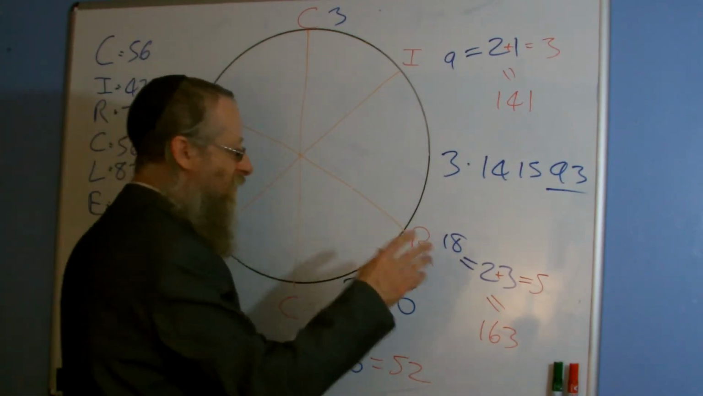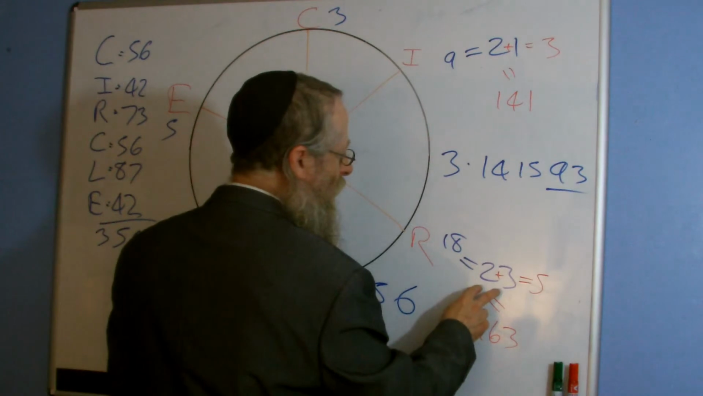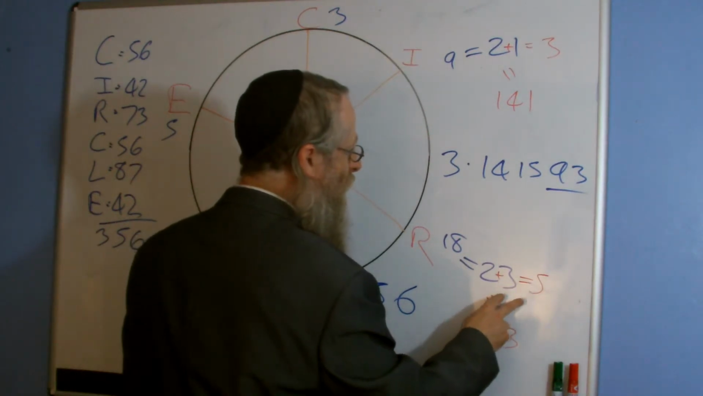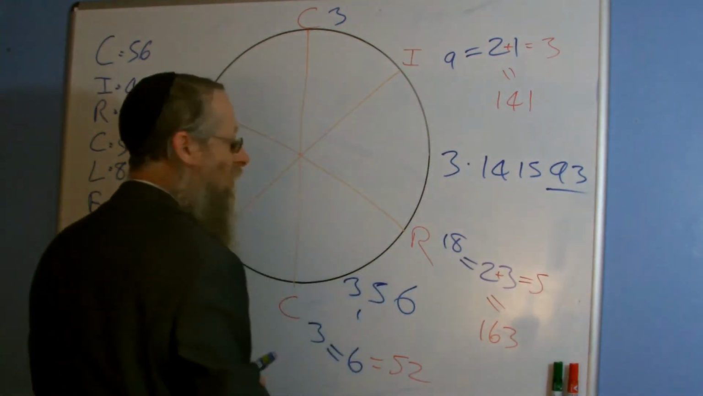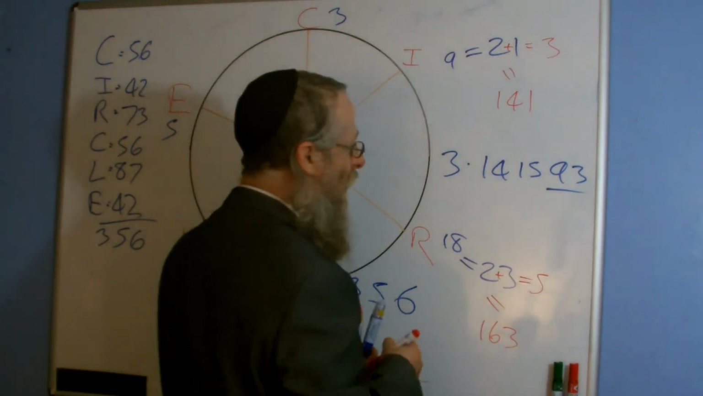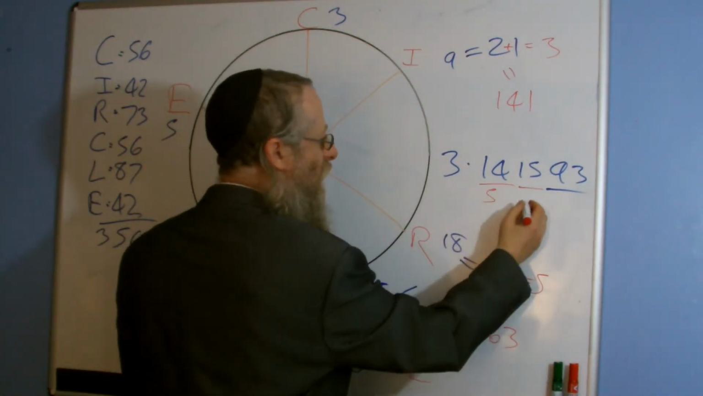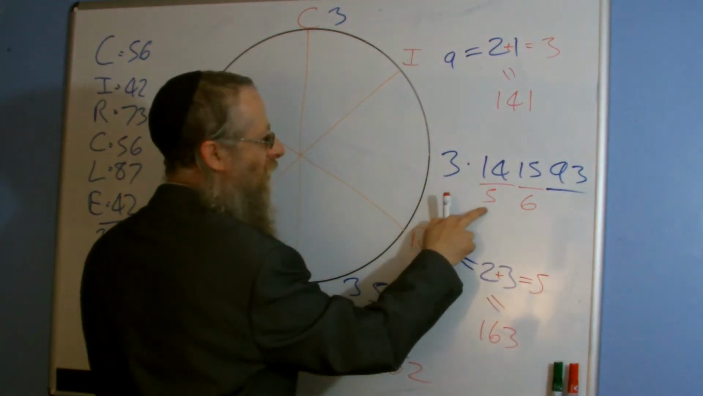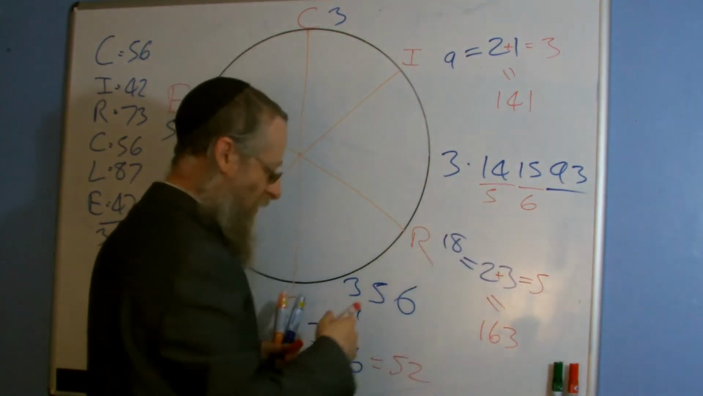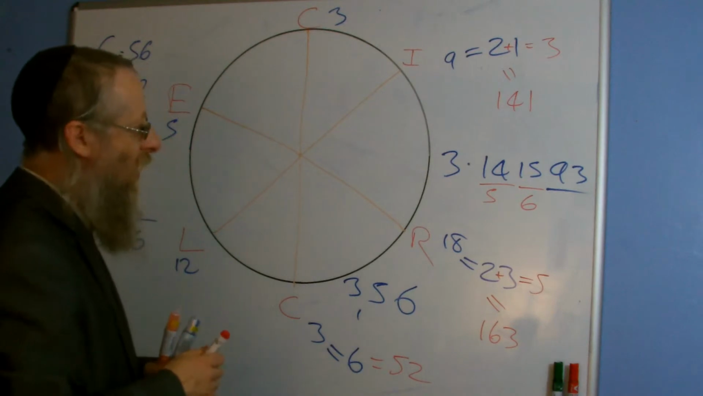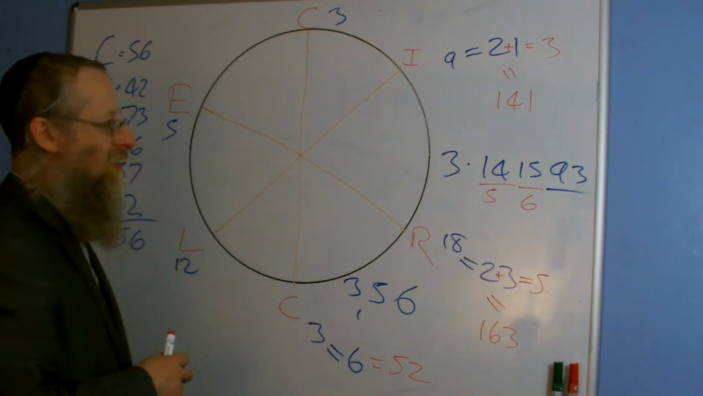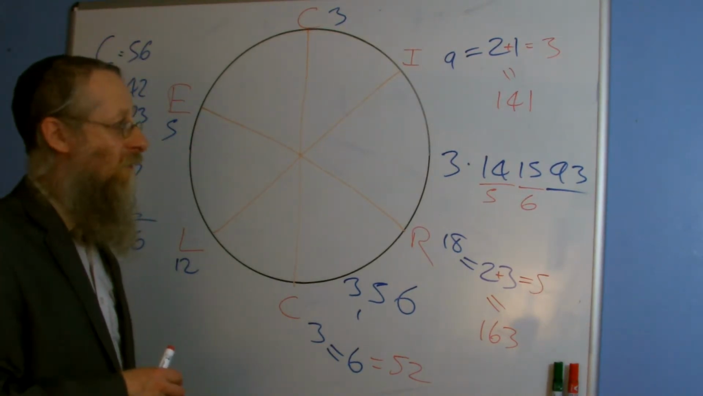But pi is hidden there as well. So we look here, we've got the number 356. And if you look at your digits of pi, you've got 1 and 4, which is 5, and 1 and 5, which is 6. You've got 3, 5, 6. So, in a way, 356 is an expression of pi itself.